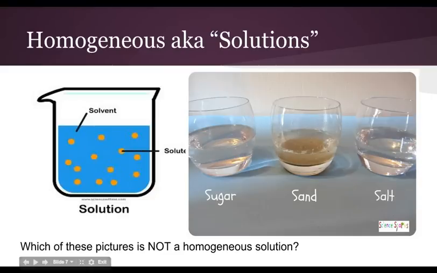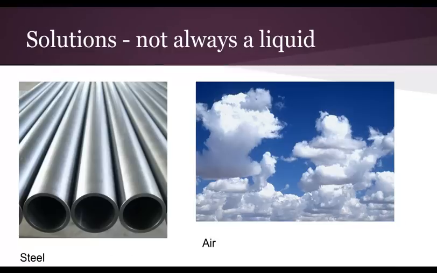Here are 3 different examples of some mixtures, but only 2 of them are homogeneous solutions. Can you guess? You're right, it's salt and sugar, because I can't see the difference. I don't see the individual particles. The sugar has dissolved in the water, and so has the salt. But with sand and water, I can see the separated components, and so that would be a heterogeneous mixture, sand and water.